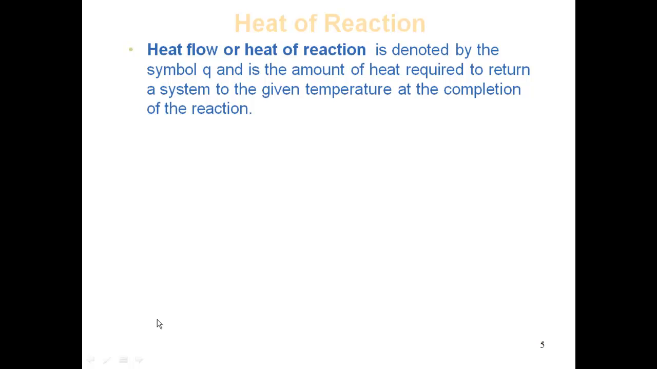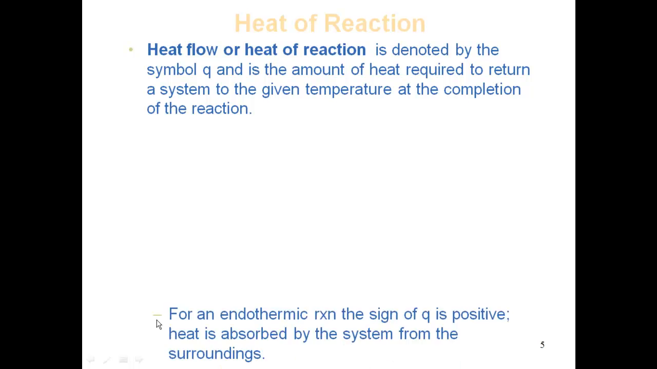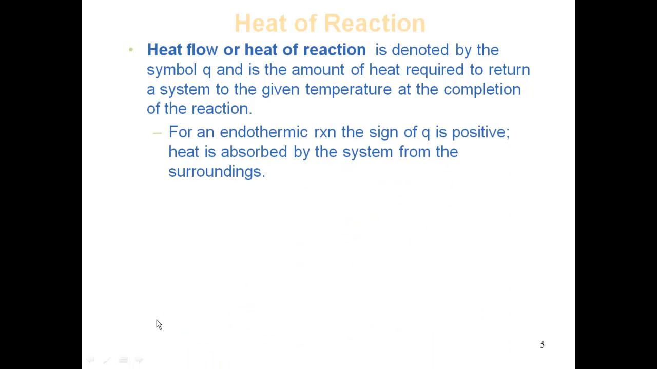Heat flow, or heat of the reaction, is denoted by the symbol Q, and is the amount of heat required to return the system to a given temperature at the completion of reaction. Now we have some terms we use to state that the flow is going into or out of the system. For an endothermic reaction, the sign of Q is positive. Heat is absorbed by the system from the surroundings. The surroundings are supplying that heat, and the system is absorbing.